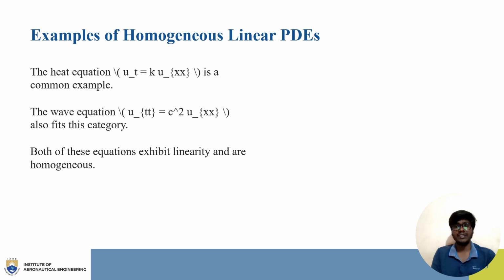Examples of homogeneous linear partial differential equation. Here, the equation u of t equal to k u of xx is a common example, where the wave equation u of tt equal to c square u of xx also fits this category. Both these equations exhibit linearity and are homogeneous.